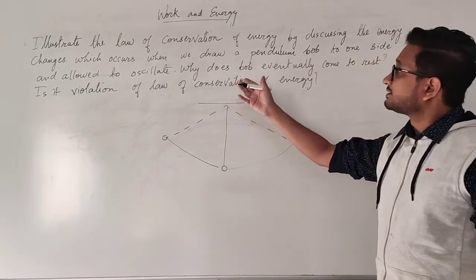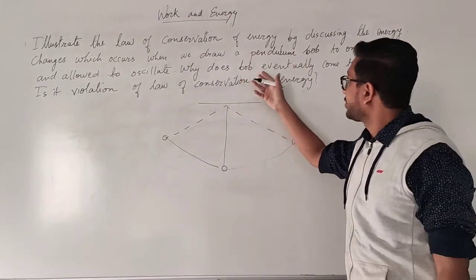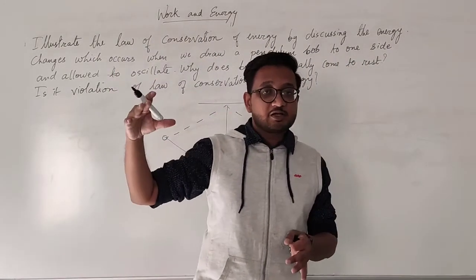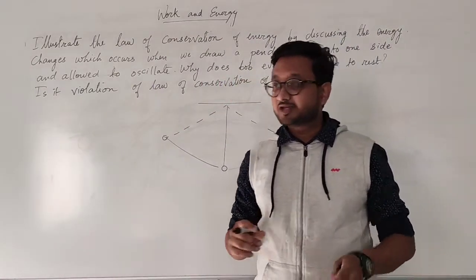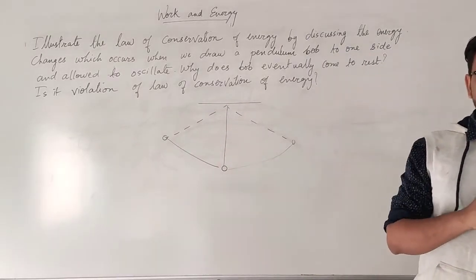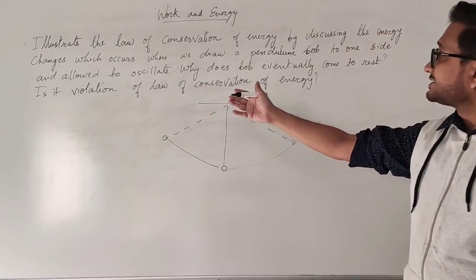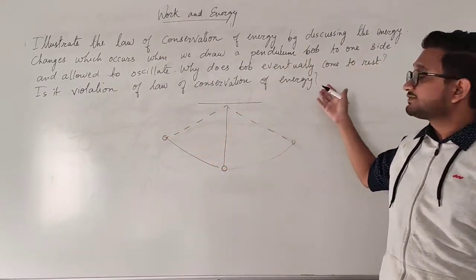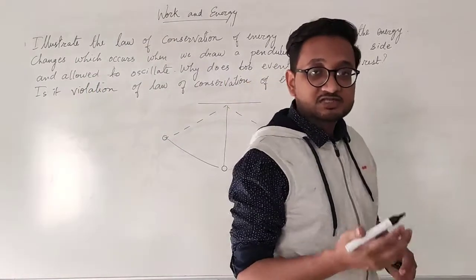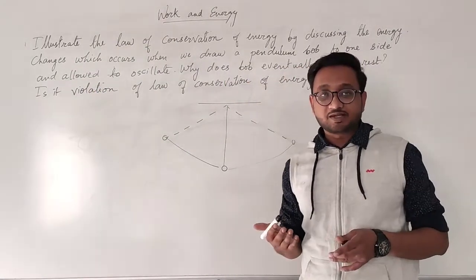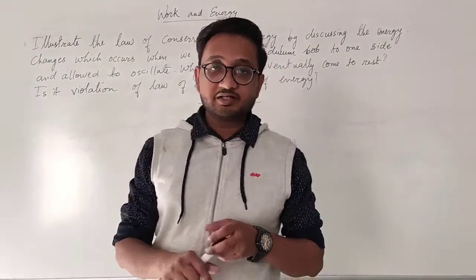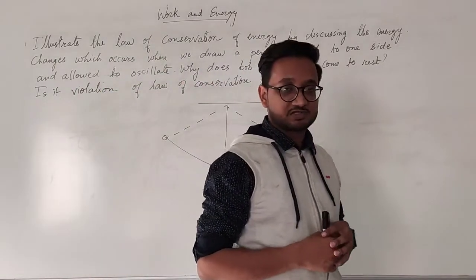Okay? And the next question is, why does the bob eventually come to rest? So we know that whenever we release a pendulum, after some time of oscillation, it is ultimately going to stop. Okay? It is not going to keep on oscillating forever. And then once again, is it a violation of the law of conservation of energy? So why is it coming to a stop? Because if the pendulum is stopping, that means some sort of energy is being lost. And where is this energy going? So according to the law, energy can neither be created nor destroyed. So what is happening to this energy?